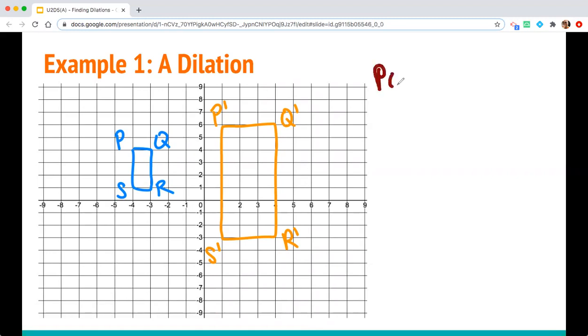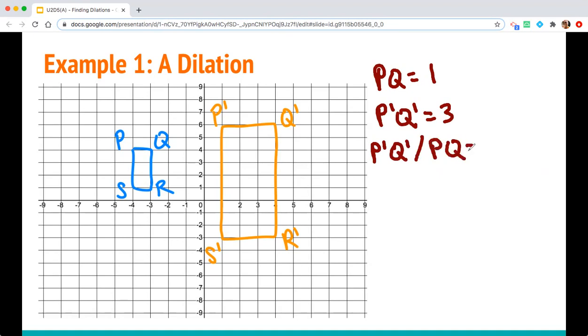So side PQ, if I look at my grid, is 1 unit. Side P prime, Q prime, if I look at my grid, is 3 units. So I'll do image P prime, Q prime, divided by pre-image PQ, which is 3 divided by 1, which is 3. I'm going to repeat this now for the other side.